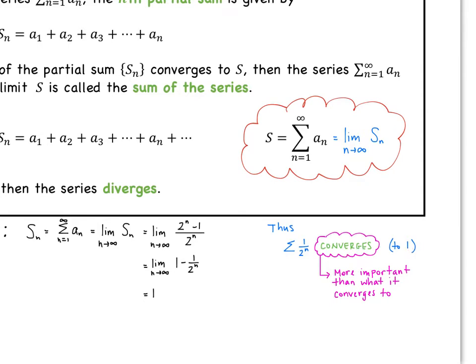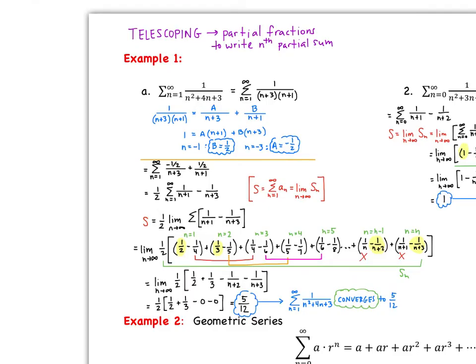All right, we're now going to focus on our first type of series. So let's move on to the next page. Okay, this first example is a telescoping series. And in order to figure out what the formula for S sub n is, we're going to have to use partial fractions and work our way to getting that formula. Okay, so here we go. Let's zoom in.